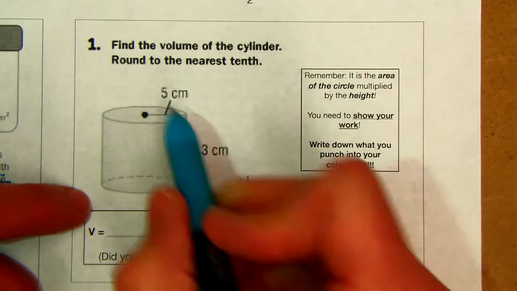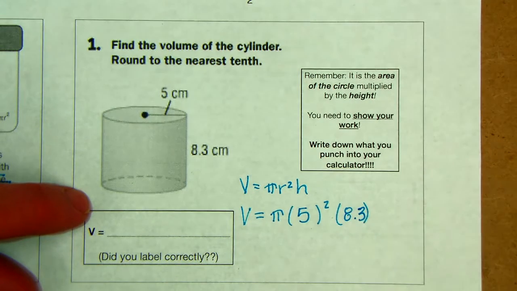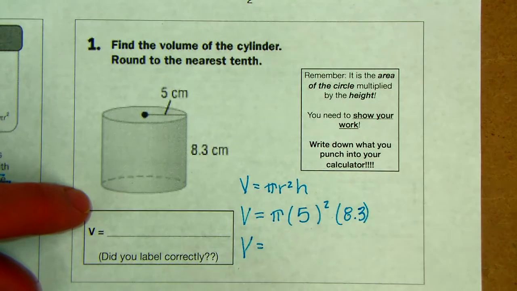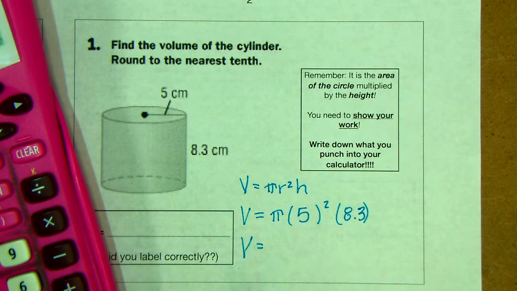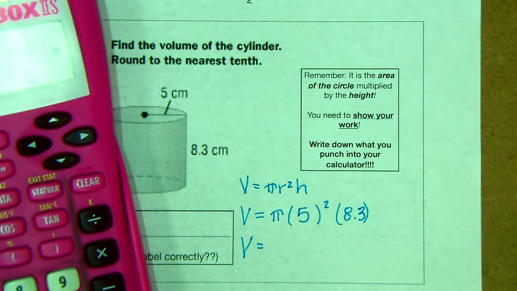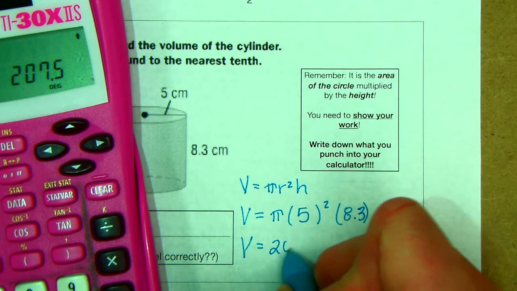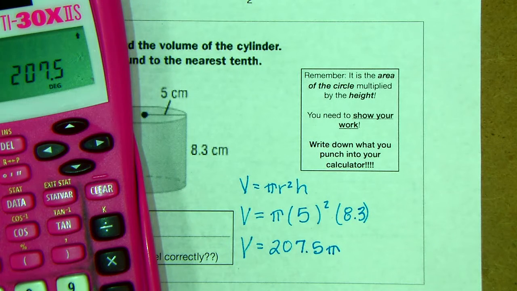And then once you do that, I'm going to talk about giving an exact answer first. I know this seems funny, but an exact answer is what you have before you multiply by pi. So when you take that 5 squared, which is 25, and then multiply it by 8.3, you get 207.5. I didn't multiply by pi. So believe it or not, 207.5 pi is an exact answer. It's exact because we're multiplying by pi, but I gave you all of that instead of multiplying by pi and simply rounding your answer.